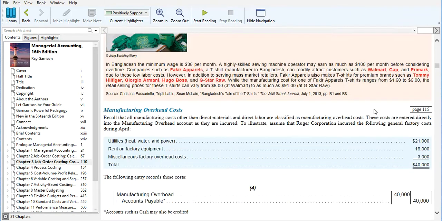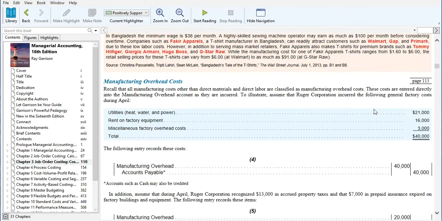Then we talk about manufacturing overhead. These are costs directly related to manufacturing, but they cannot be tied to a specific product. Utilities, rental of factory equipment, and miscellaneous factory costs are all costs incurred in the manufacturing area or the factory area. Those are all going to go into manufacturing overhead.